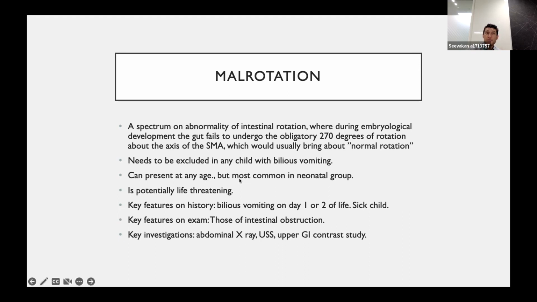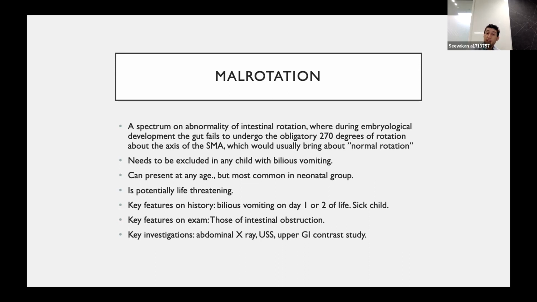Malrotation can present at any age, but the time that we care about it the most, the kind of blurb that you'll get in an exam, is a 2-day-old infant with bilious vomiting, and that's malrotation until proven otherwise. Bilious vomit of any nature in pediatric surgery is malrotation until proven otherwise. The key features of an exam are just those of intestinal obstruction.